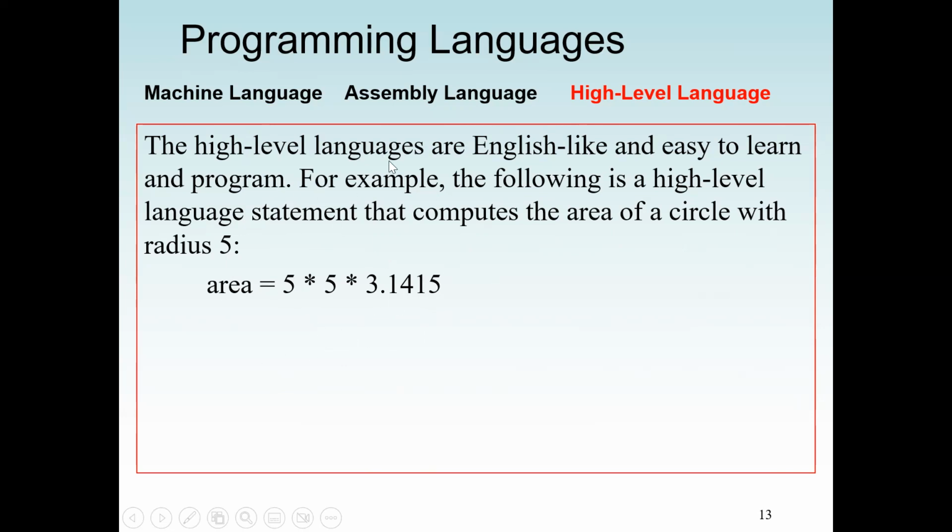So here we say high-level languages are English-like, easy to learn, and also very easy to program. This is why today programming is very easy compared to somewhere around 50 years ago. For example, the following is a high-level language statement that outputs the area of a circle with the radius 5.